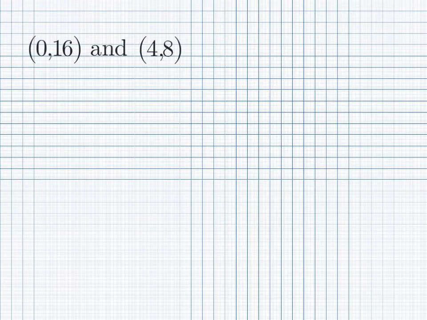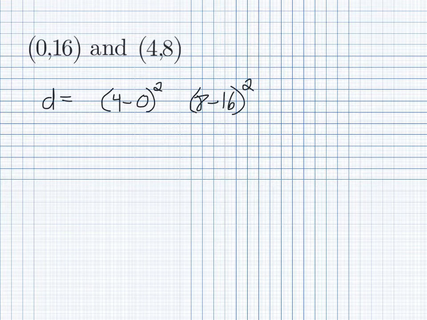What we need to do here is fill in our distance formula. First we need to find the difference in the x coordinates of the two ordered pairs. So that would be 4 subtract 0, and then we're going to square that difference. Then we need to do the same thing with the y coordinates. So we're going to take 8 and subtract 16 and square that difference. Then we sum the results, and then we take the square root.